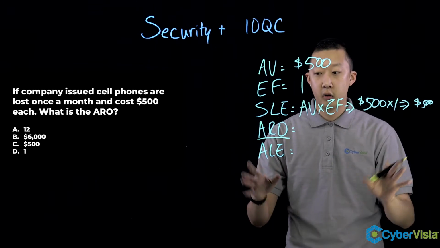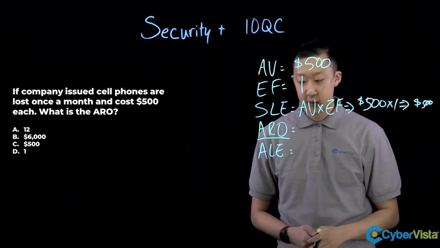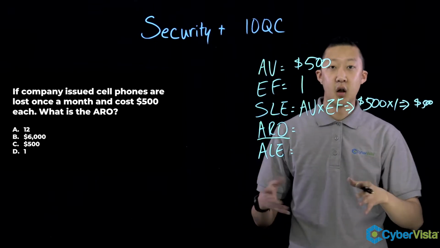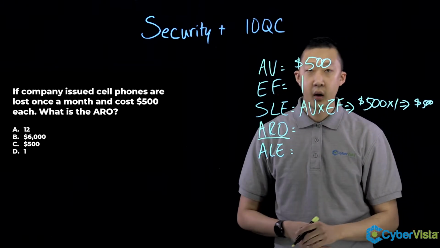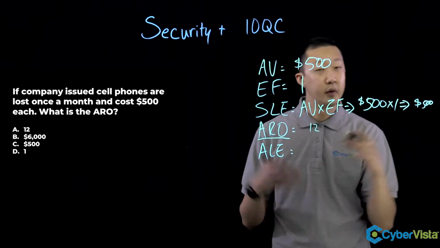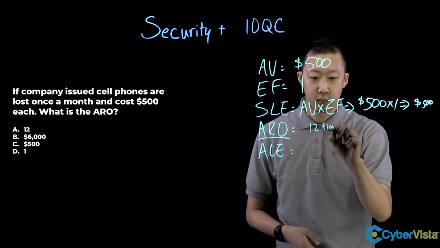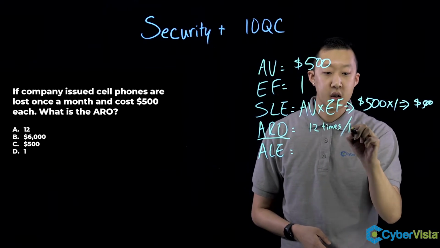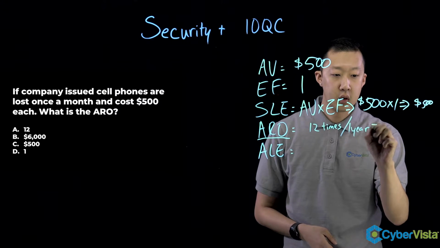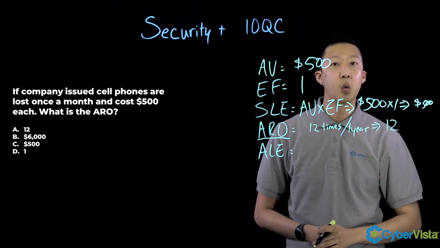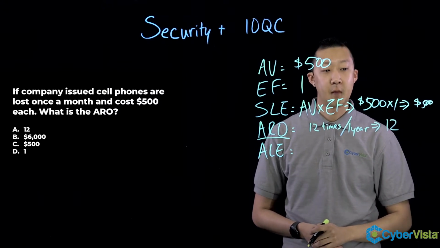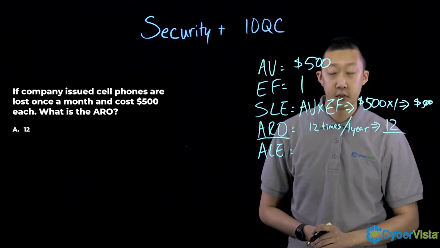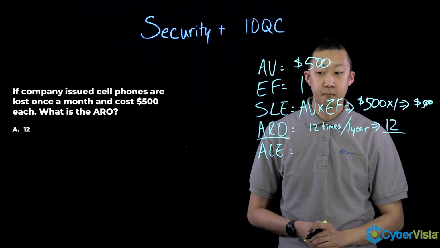Now, the ARO is the annualized rate of occurrence. So we know that these cell phones are lost once a month. So that's 12 months, or 12 times, per 1 year. So that gives us 12. And by the way, 12 is the correct answer, A.